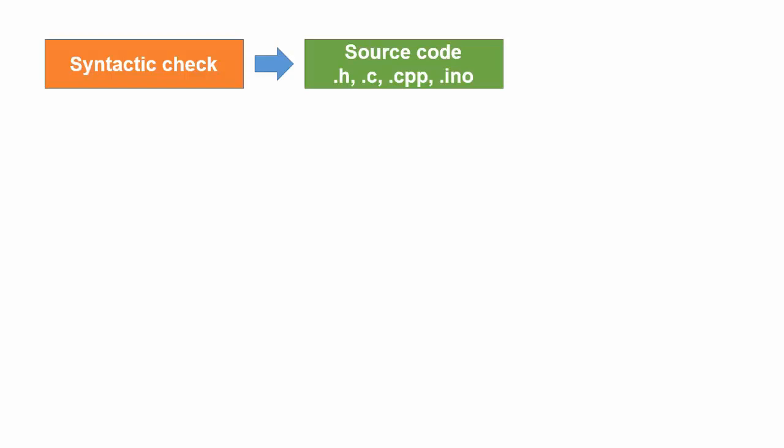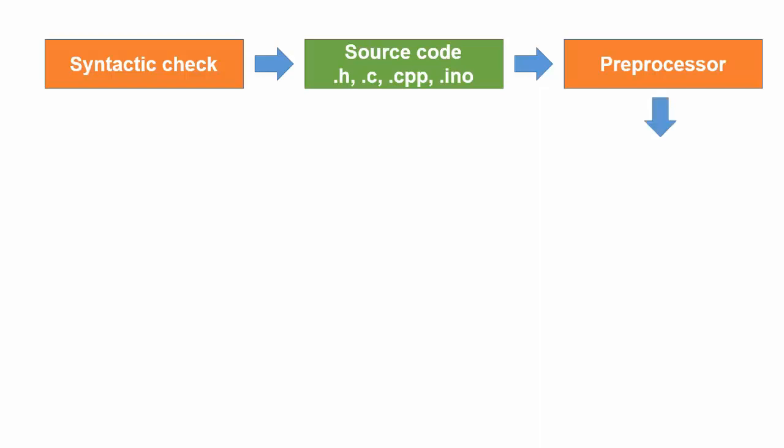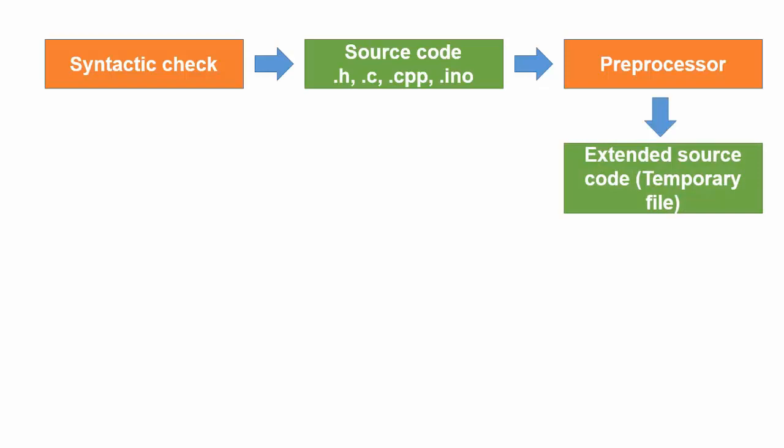After syntactic check, Arduino IDE starts another program called preprocessor. This is a very simple program that doesn't really care if the file is C source code or not. Since we will talk more about this step later on, we will just assume that the result is a file called extended source code, which is still a text file. Then the extended source code is handed over to another program called compiler.